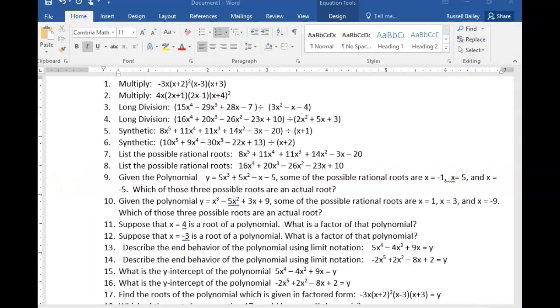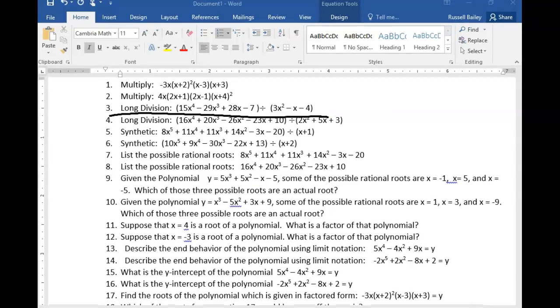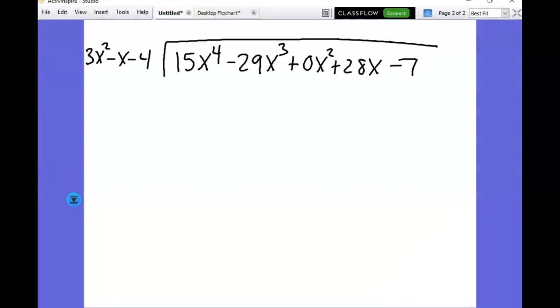Talk about some long division. Okay. So number 3. Okay, so when you do long division, you got to make sure that you have all your terms accounted for. Notice that we have a 4th power, a 3rd power, and a 1st power. So we're missing the x squared, and when that happens, you need to put a 0 in its place. So this is your setup for this particular problem. Notice the 0x squared that I put in there.